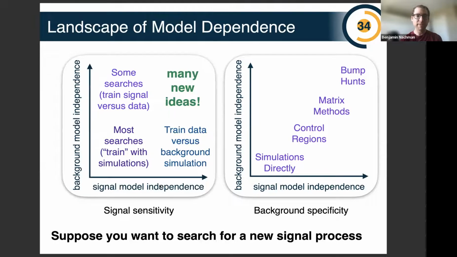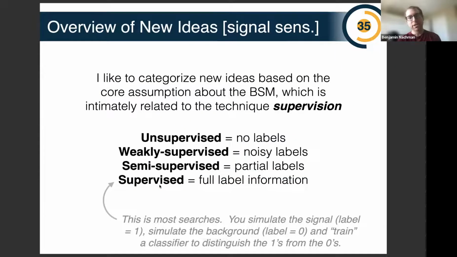Okay, so here's just my summary of this first part of the talk about the different methods and where they exist. Okay, so next I want to talk about new ideas. I like to categorize the new ideas based on how the assumption about the new physics, the BSM stands for beyond the standard model, that's the new physics.